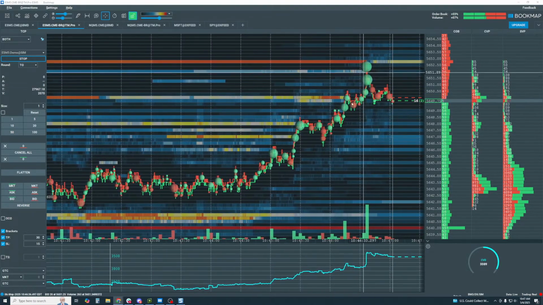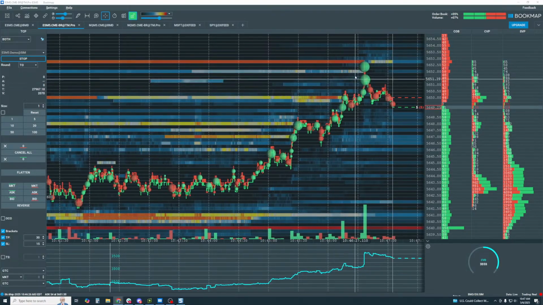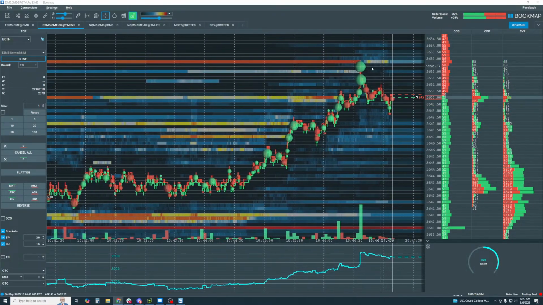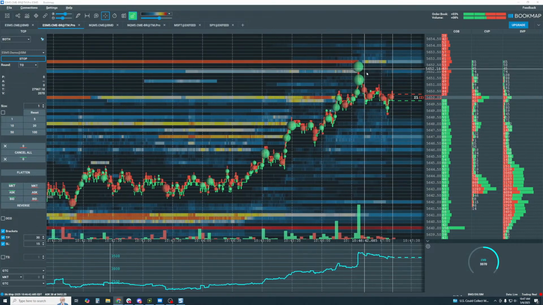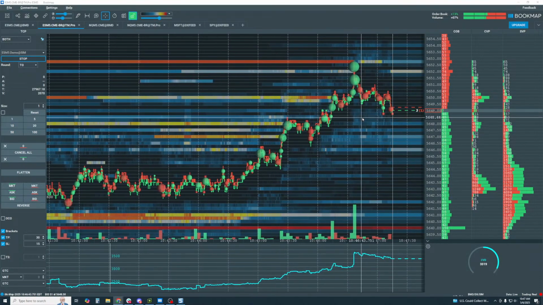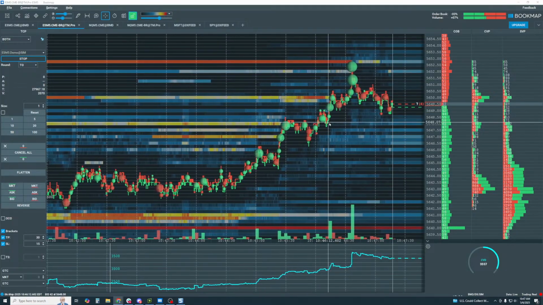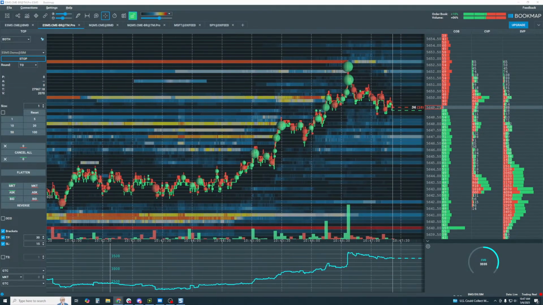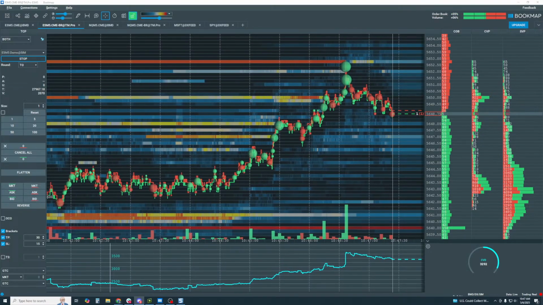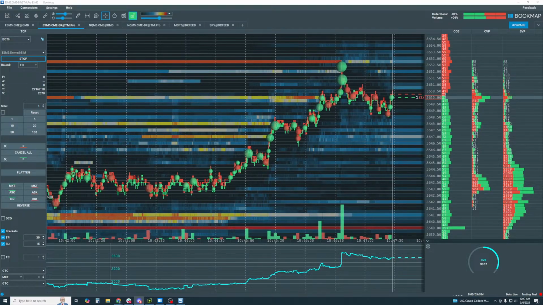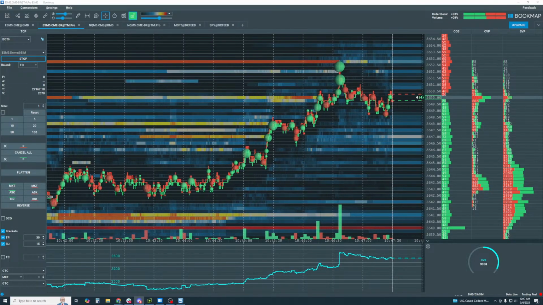Okay, high liquidity after this really nice, big, huge, juicy move to the upside. Look for a pullback. Okay, looking for support.